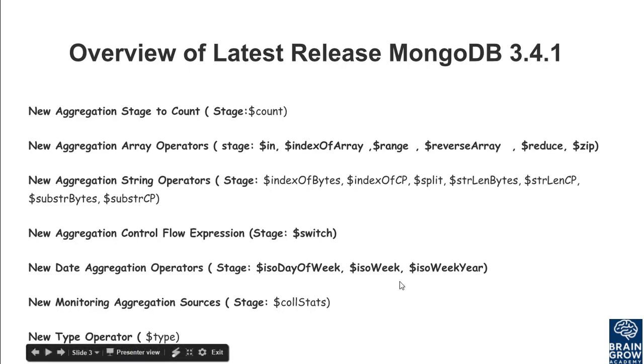The next one is a new type operator. So this $type stage has been introduced. This will return a string which specifies the BSON type of the argument. So it will give you the BSON type of the argument. When you use $type, it will give you the type of the argument which has been used.